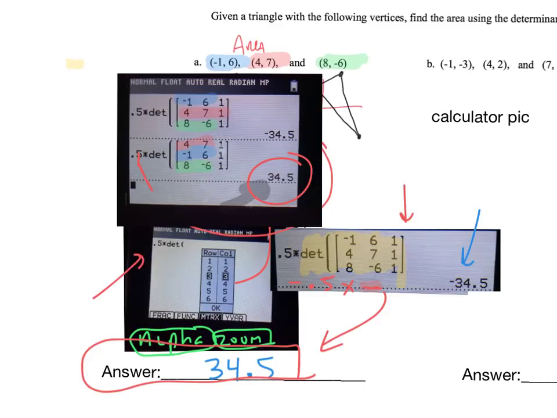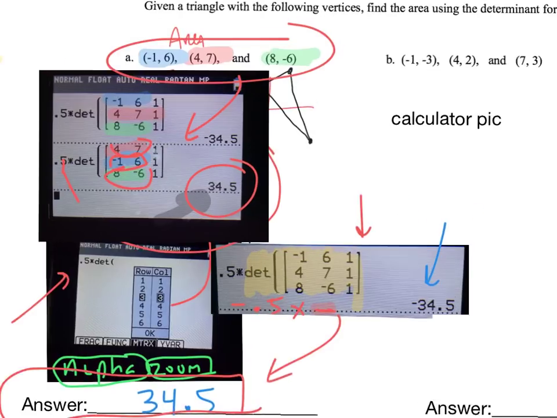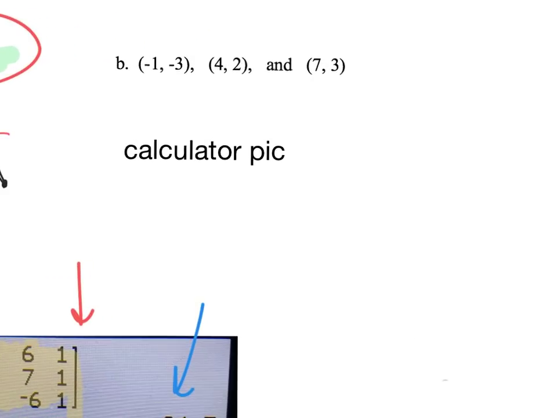So the key is it doesn't matter the order in which you put your points, as long as you have the corresponding XY values aligned horizontally. So let's try to find the area now of this next triangle formed by the vertices (-1, 3), (4, 2), and (7, 3). So I'll take my coordinates, -1, -3, 4, 2, and 7, 3.